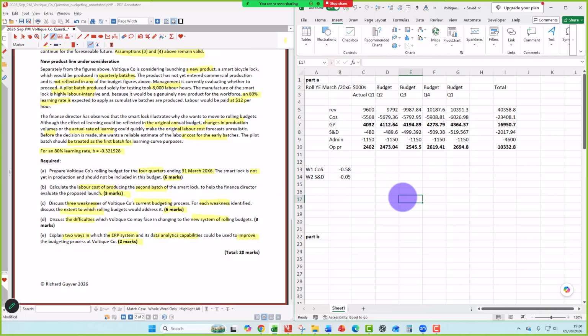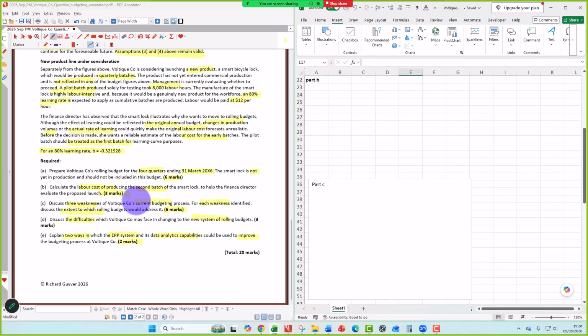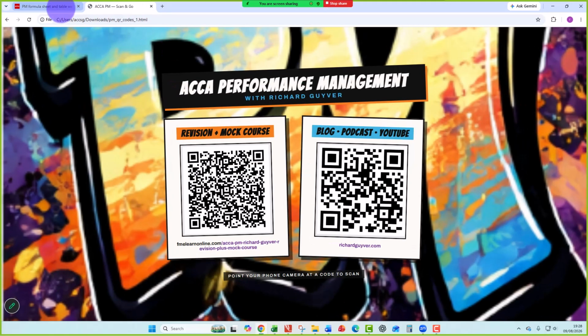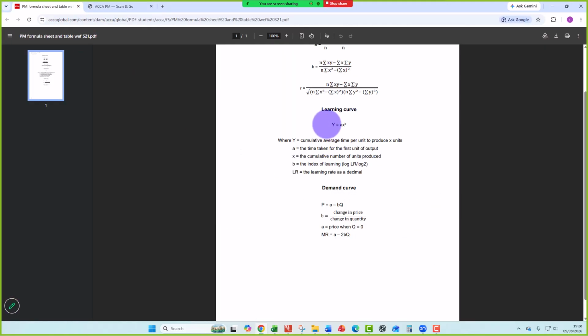So now we're going to go on to part B, which is the labour cost of producing the second batch of this log. Now, learning curve, you are given the formula. This is the formula sheet. So you're told that y equals ax to the b, and it tells you what each of those symbols stand for. The wording in here is often a bit clunky: the cumulative average time to produce x units. A lot of people have to pause and really think about that. Y is really just the average time per unit based on the number of units you're looking at in that calculation.